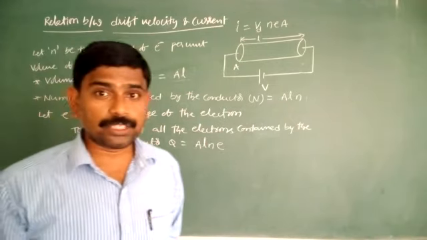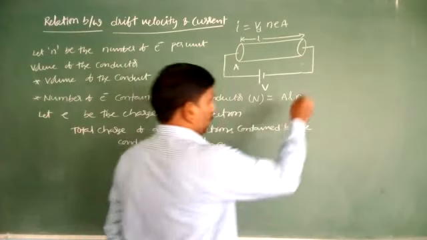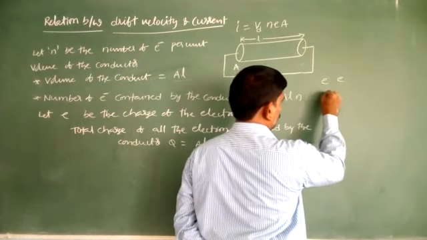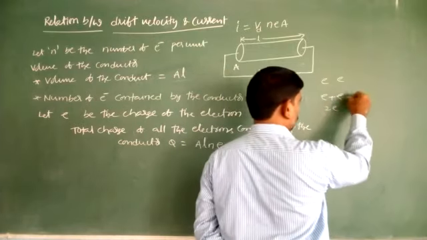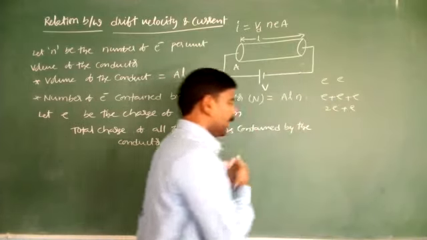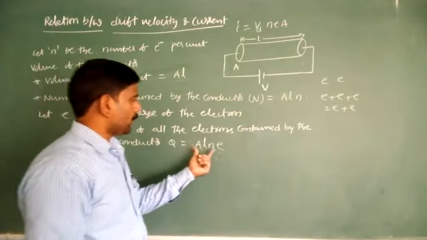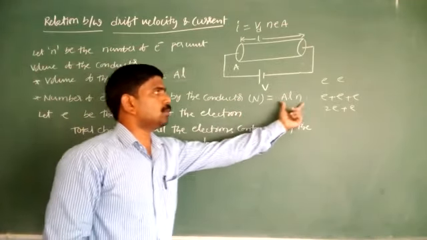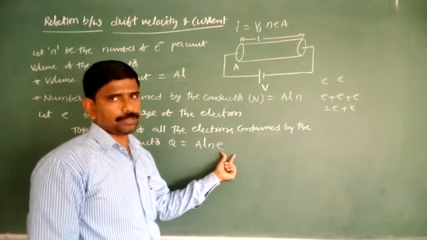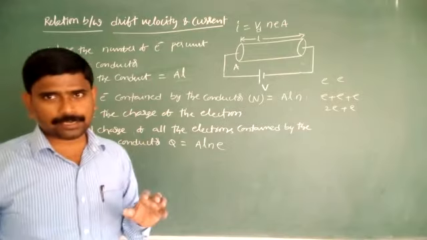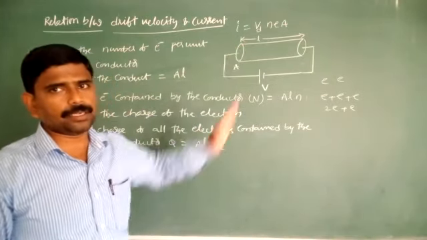We know that charge is additive. If 2 electrons are there, the total charge is e plus e, that is 2e. 3 electrons are there, plus e. N electrons are there, so N into e, but capital N is equal to ALN. So ALN into e is the total charge of the electrons in that conductor.